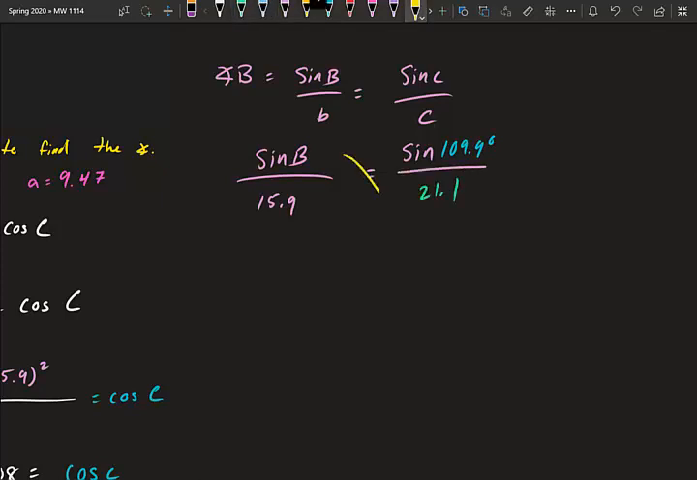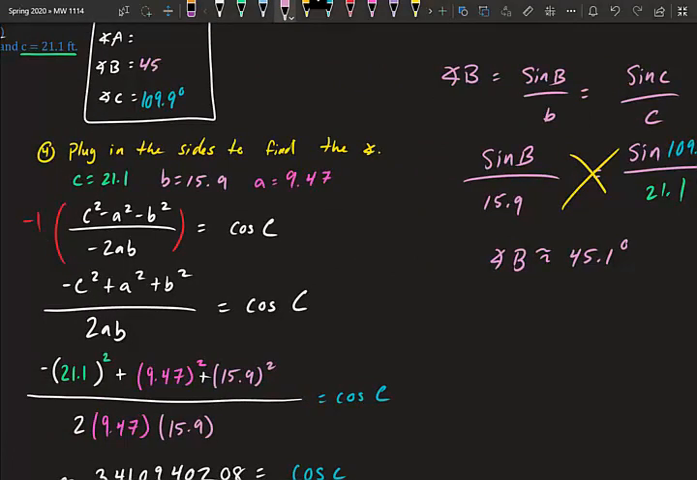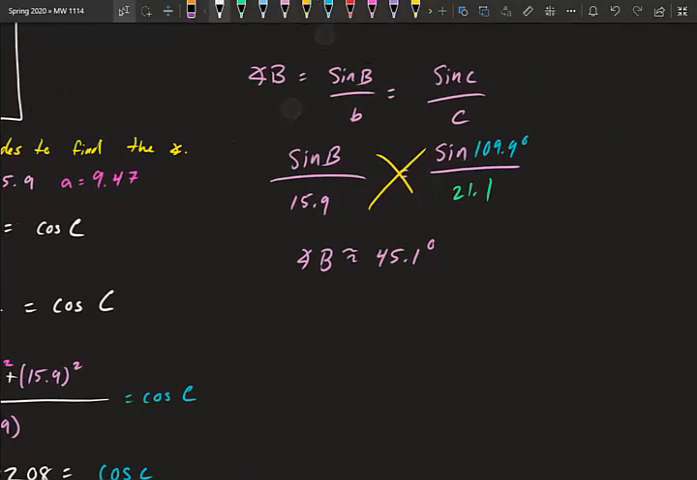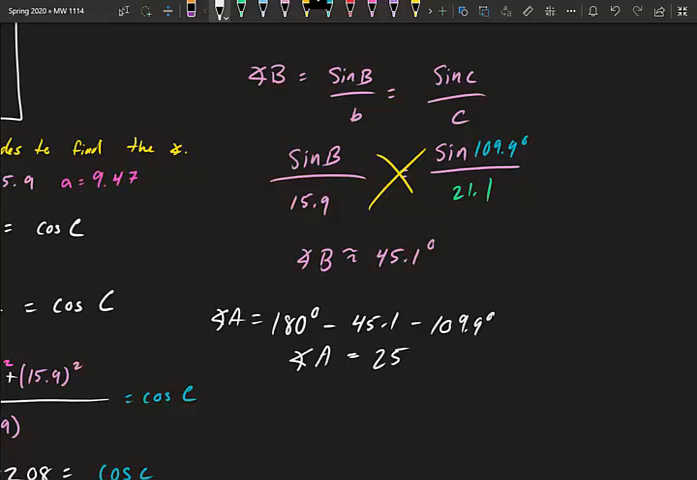We cross multiply. All right, by now, you should definitely know how to do this. I'm just going to give you the angle. So angle B is approximately 45.1 degrees. Now we just subtract those both from 180, so we have 180 minus 45.1 minus 109.9. And that's going to give us angle A. So angle A equals 25. It's 25 degrees, but we have to use significant digits, so 25.0 degrees.